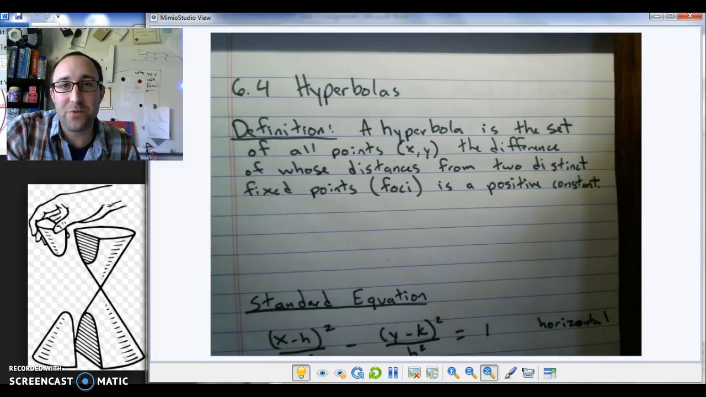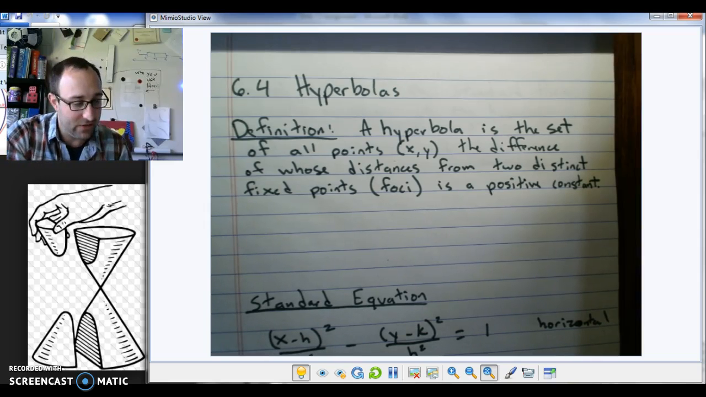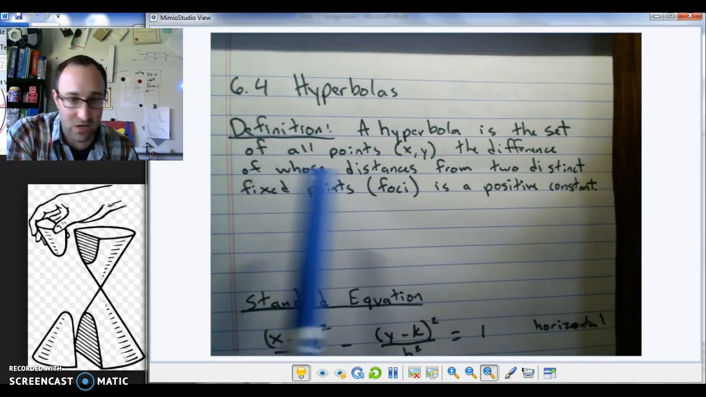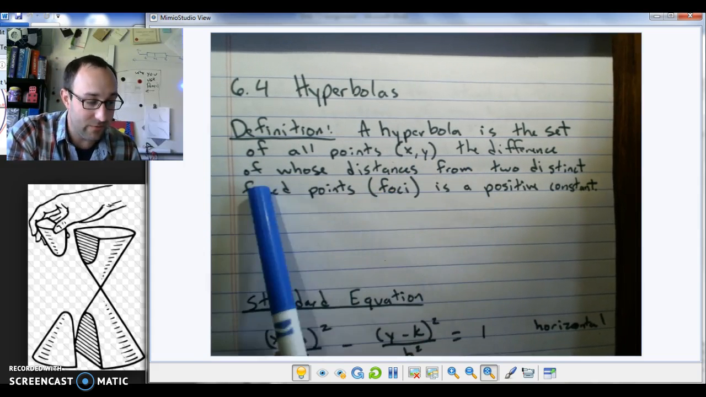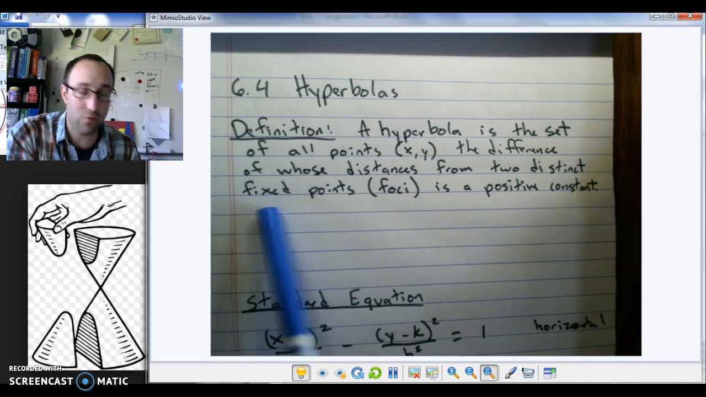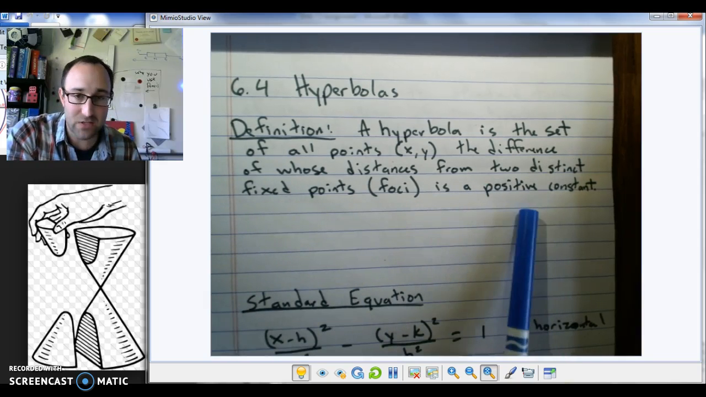Hey everyone, and welcome to 6.4 Hyperbolas, the last of the conic sections that we will be discussing. Let's jump right in. The definition of a hyperbola is the set of all points (x, y), the difference of whose distances from two fixed points called the foci is a positive constant.